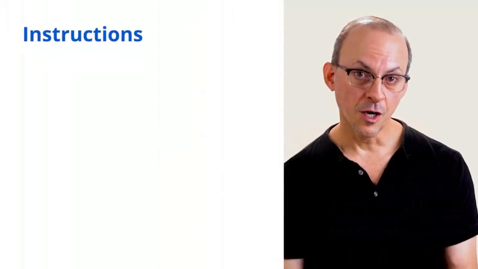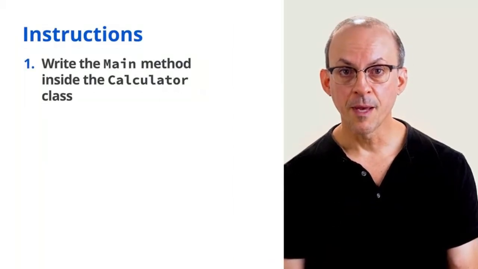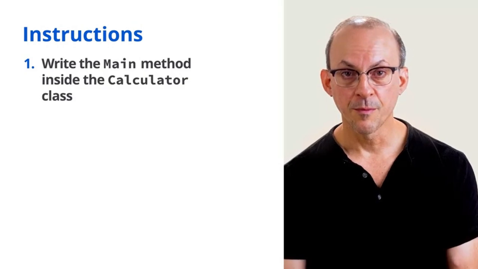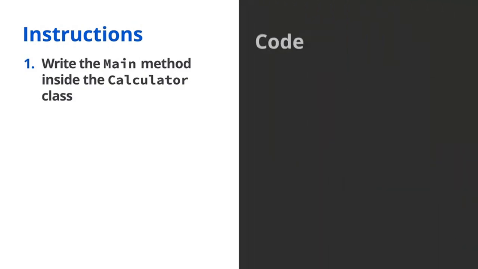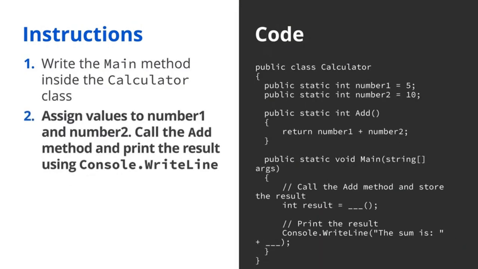Now that we've created the add method, it's time to see how it works. To execute a C# program, we need to write a main method, which is the entry point of the program. This is where everything comes together. In C#, every program starts by running the main method, which is like the starting point of the program. When you run a C# program, the code inside main is the first to execute.